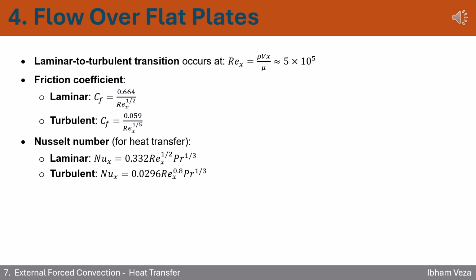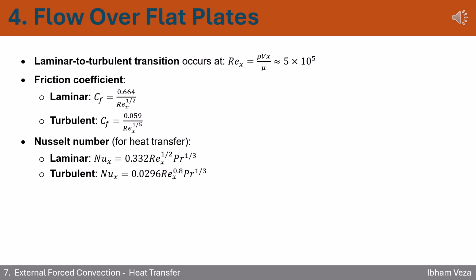Next, we talk about friction. Laminar flow has less friction, and we can predict it with a simple equation. But when the flow turns turbulent, friction increases, and the formula changes to account for the messier flow behavior. Finally, heat transfer. That's where the Nusselt number comes in.